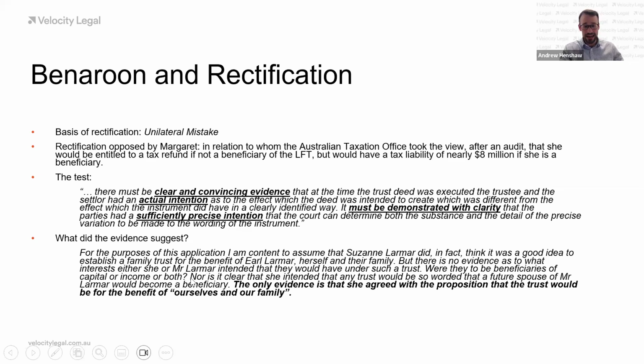So what does that mean? Well, the court said, no, we're not going to grant rectification. So you can see that it's actually a really high bar if you've got a mistake in a trust deed. This is the test that essentially needs to be applied. Is there clear and convincing evidence, firstly, that it's a mistake, and secondly, exactly what it was supposed to be? So it can be really hard when things are just not included.